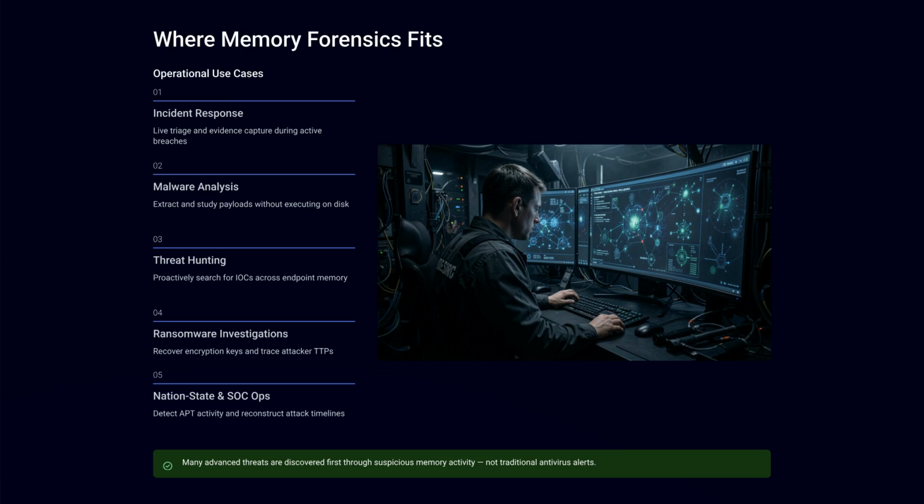It allows for malware analysis by extracting payloads without execution and supports threat hunting for indicators of compromise. It's also key in ransomware investigations and detecting nation-state activity.